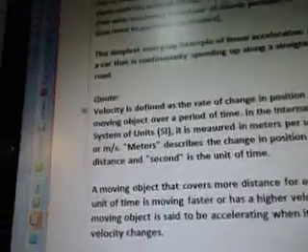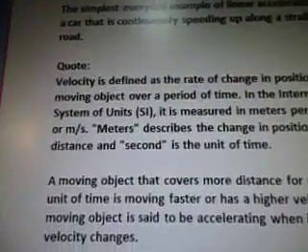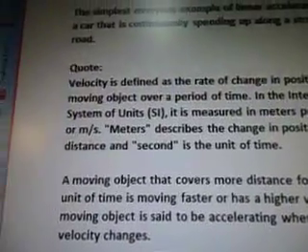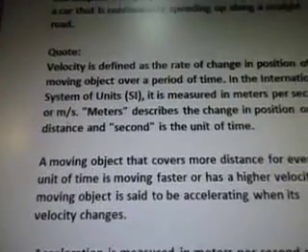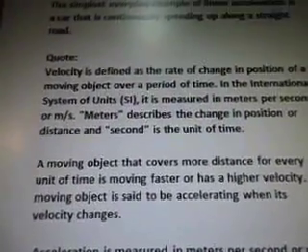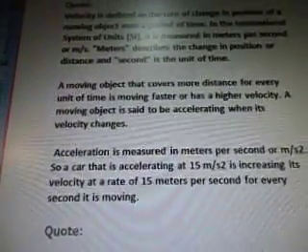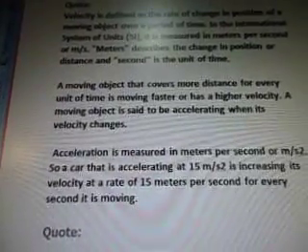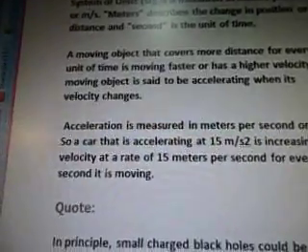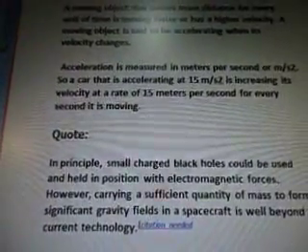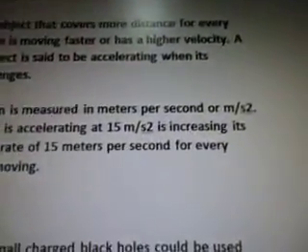Okay? Quote, velocity is defined as the rate of change in position of a moving object over a period of time. In the International System of Units, SI, it is measured in meters per second, or m/s. Meters describes the change in position or distance, and second is the unit of time. A moving object that covers more distance for every unit of time is moving faster or has a higher velocity. A moving object is said to be accelerating when its velocity changes. Acceleration is measured in meters per second squared, or m/s². Okay, I'm not going to say it.